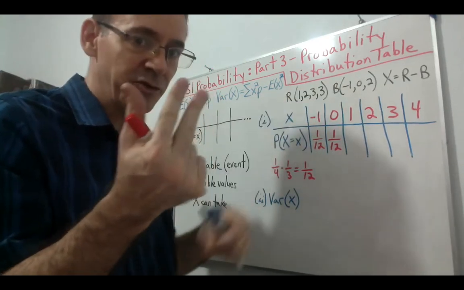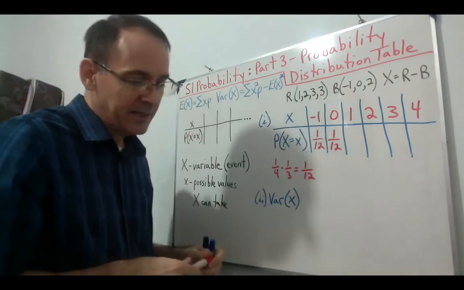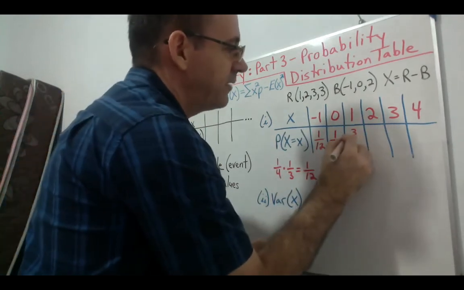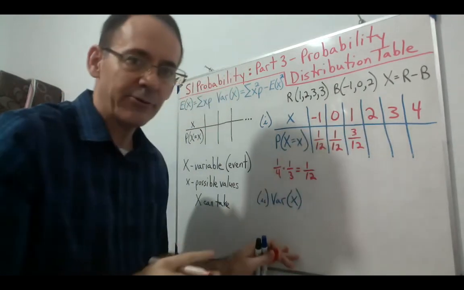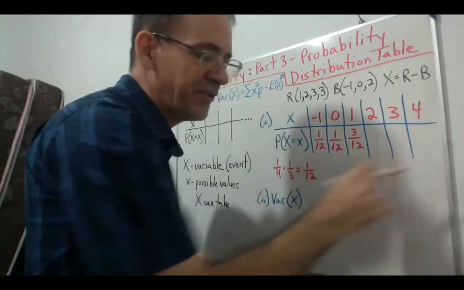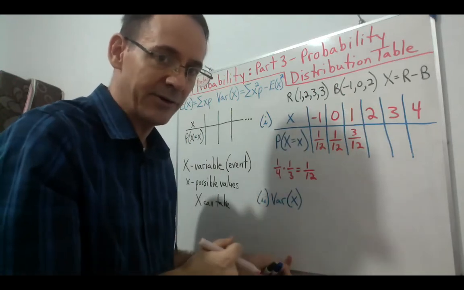So since there are 2 3s, we have to count it twice. So there are 3 different ways that we can come up with a 1. So that's 3 out of 12. Notice I am not reducing it to 1/4. I like to see all the same denominator. It makes it easier to calculate at the end if you arrive at 1.